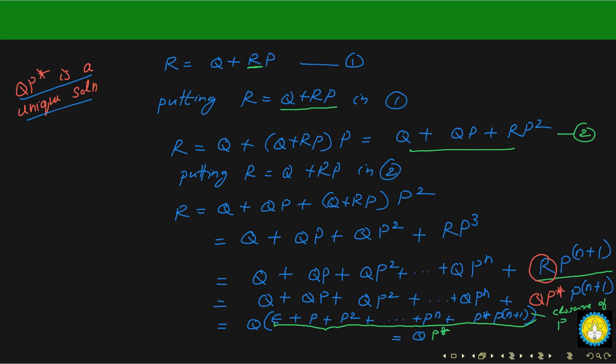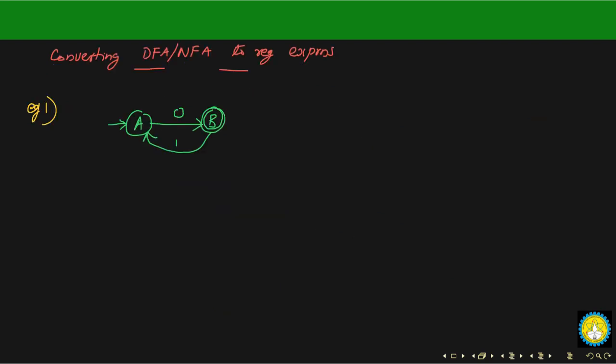So initially we proved that QP star is a valid solution, and then we also proved that it is a unique solution. Now let's look at how we can apply Arden's theorem for converting a given DFA or an NFA to a regular expression. Here we are given a DFA.